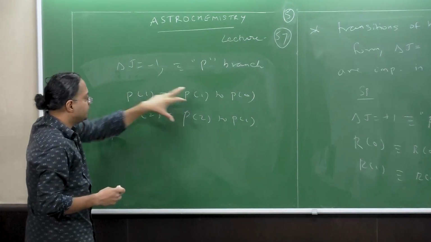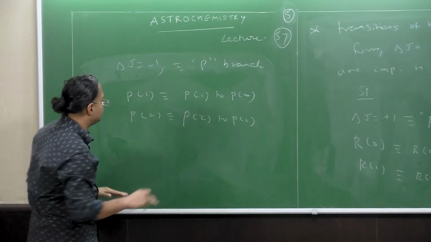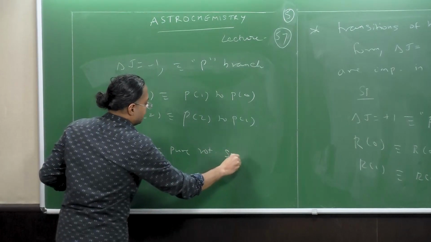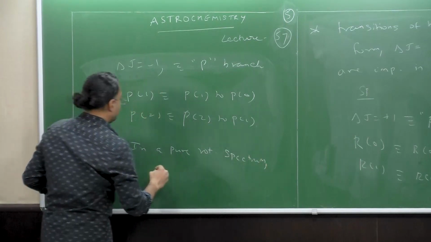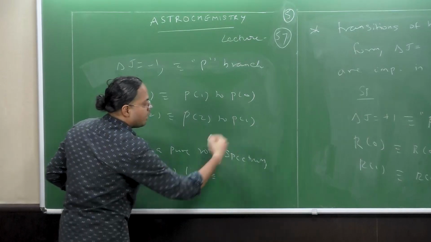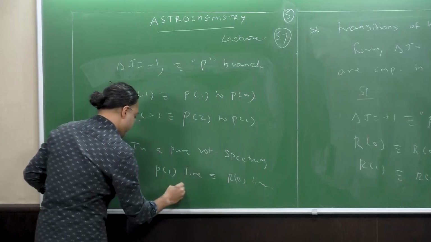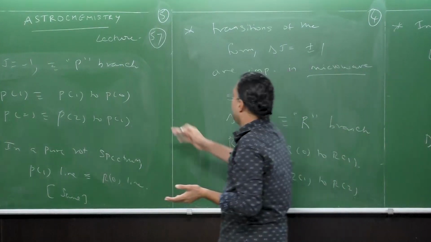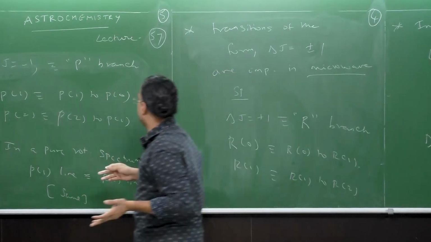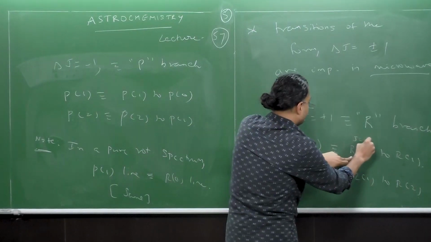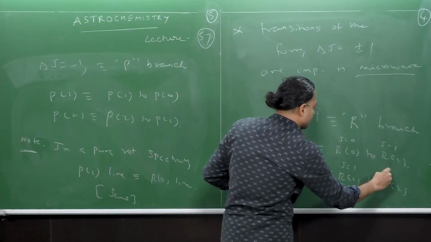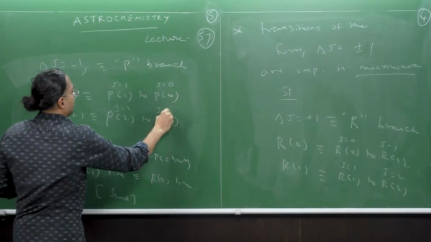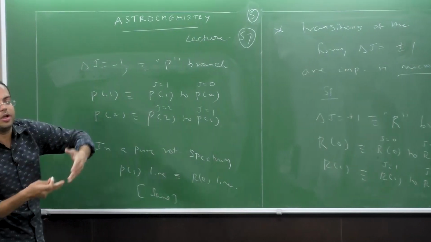Now that we have these expressions, note that in a purely rotational spectrum, your P1 line is the same as the R0 line. It makes sense. Let me clarify even better. This is going to be J equals 0 to J equals 1, and this is J equals 1 to J equals 2. Here this is J equals 1 to J equals 0, and this is J equals 2 to J equals 1. So you see that it doesn't matter whether you're going up or coming down, the magnitude is going to be the same.